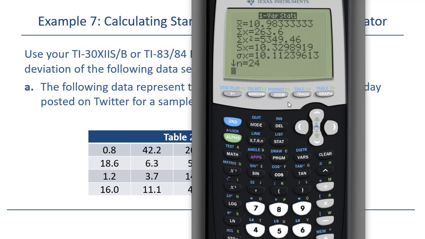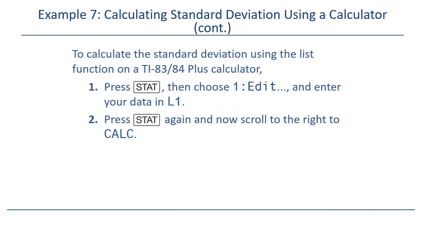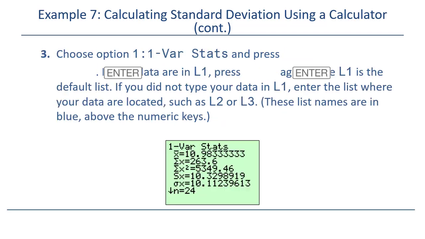It also gives us n, the number of things, and if we scroll down, it gives us the minimum, gives us Q1, which we'll talk about later, gives us the median, gives us Q3, and it gives us the max. This is the 5-number summary. We could then do the range by 42.2 minus 0.5, right? So it's a very powerful tool if you know how to use it. Once again, press Stat, choose 1 to edit, enter all your data into list 1, press Stat again, scroll to the right, do calculate, and you're good to go. And you get this.